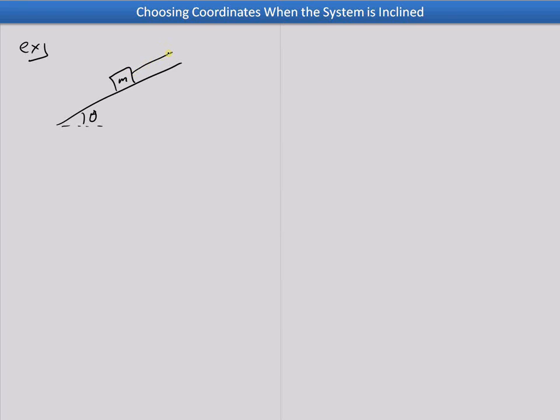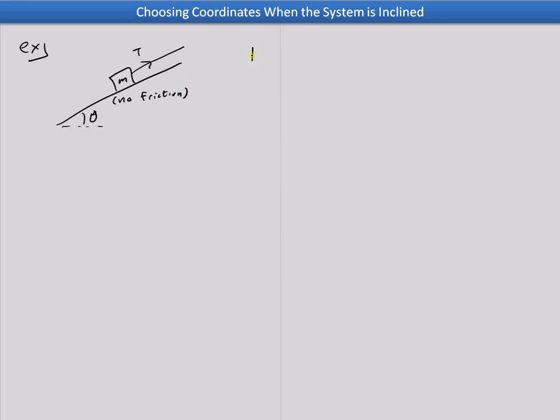Let's say that it's held with a rope. The rope is pulling on it. It might be sliding it up the ramp, it might be lowering it down the ramp, it might be holding it still. All of those cases would be represented with the same picture here. And we'll assume that there's no friction at this point between the block and the ramp.